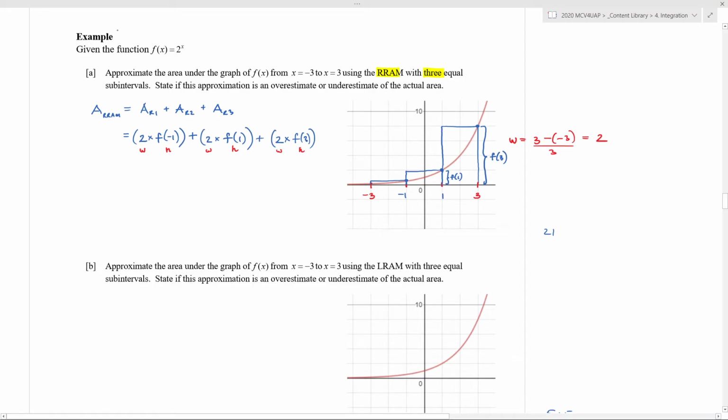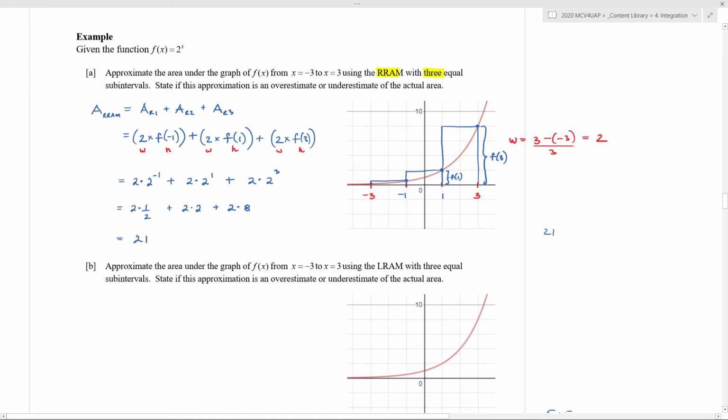So now we're left with subbing all this in. This is 2 times f at -1, which is just 2 to the -1, plus 2 times f at 1, which is 2 to the power of 1, plus 2 times f at 3, which is 2 cubed. So this is 2 times a half plus 2 times 2 plus 2 times 8. Final answer is 21.